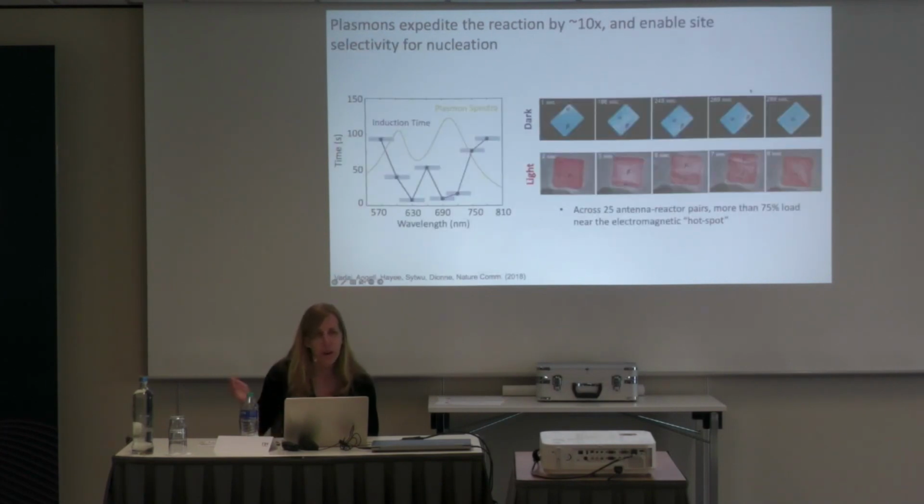So when we vary the wavelength of light, what we found is that the induction time was very dependent upon the wavelength of light and how that wavelength of light corresponded to the plasmon resonances. So we collected the plasmon spectra of, say, one antenna reactor pair and found that it actually had two peaks in this particular case, like a dipolar and a quadrupolar type mode. And those two peaks corresponded to where we had dips in the induction time. So the reaction was at least 10x faster when we were on that plasmon resonance.